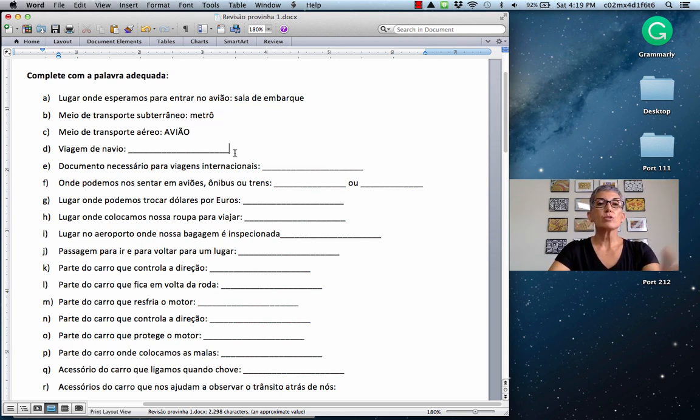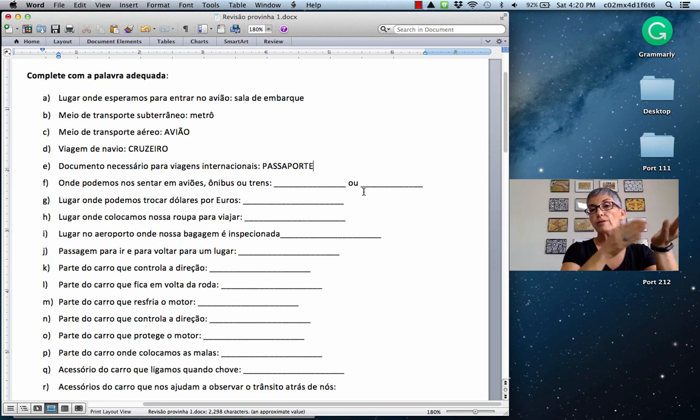Viagem de navio. So a trip by ship. Okay, so navio is ship. So trip by ship, that is, what is the trip called? It's called a cruzeiro. Okay? Documento necessário para viagens internacionais. So what do you need to go on international trips? Passaporte.